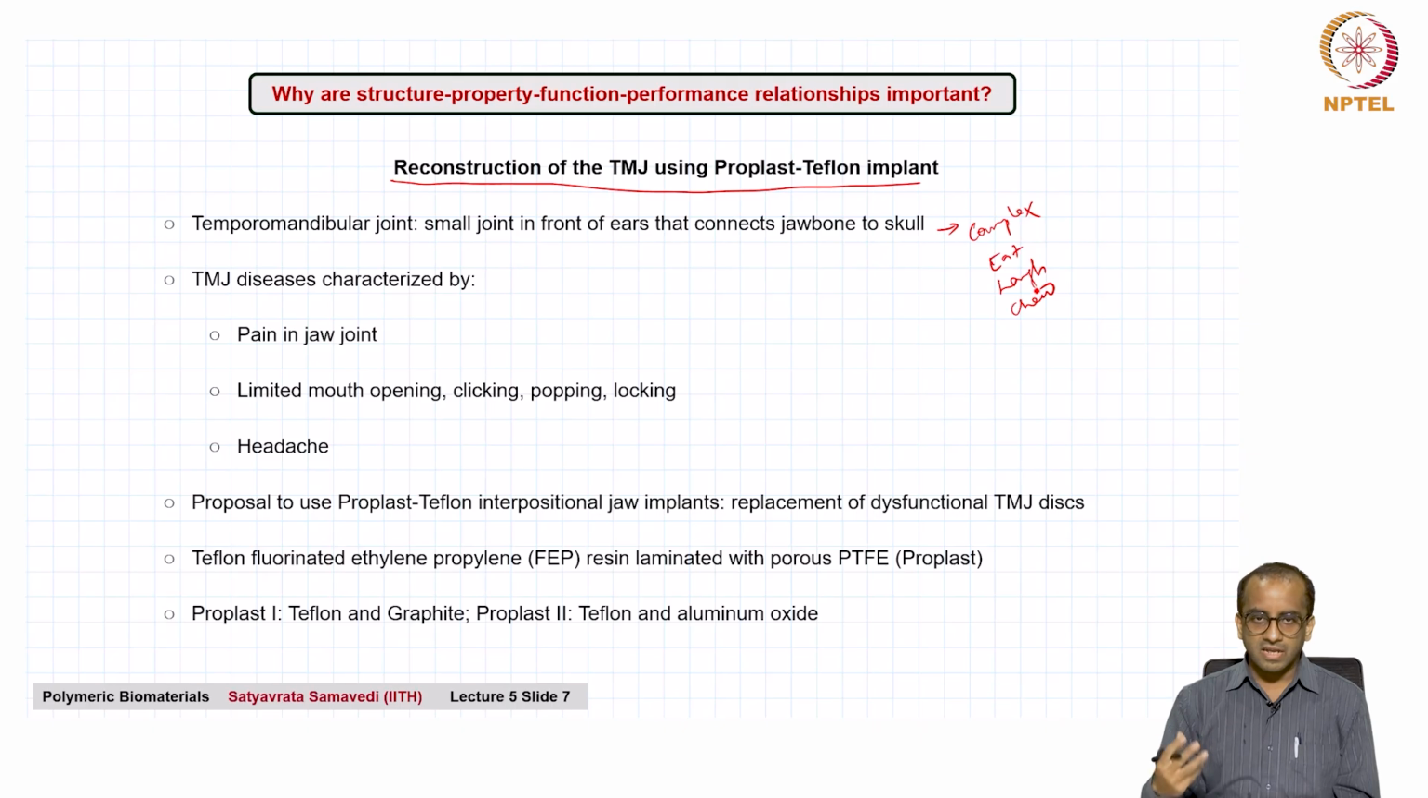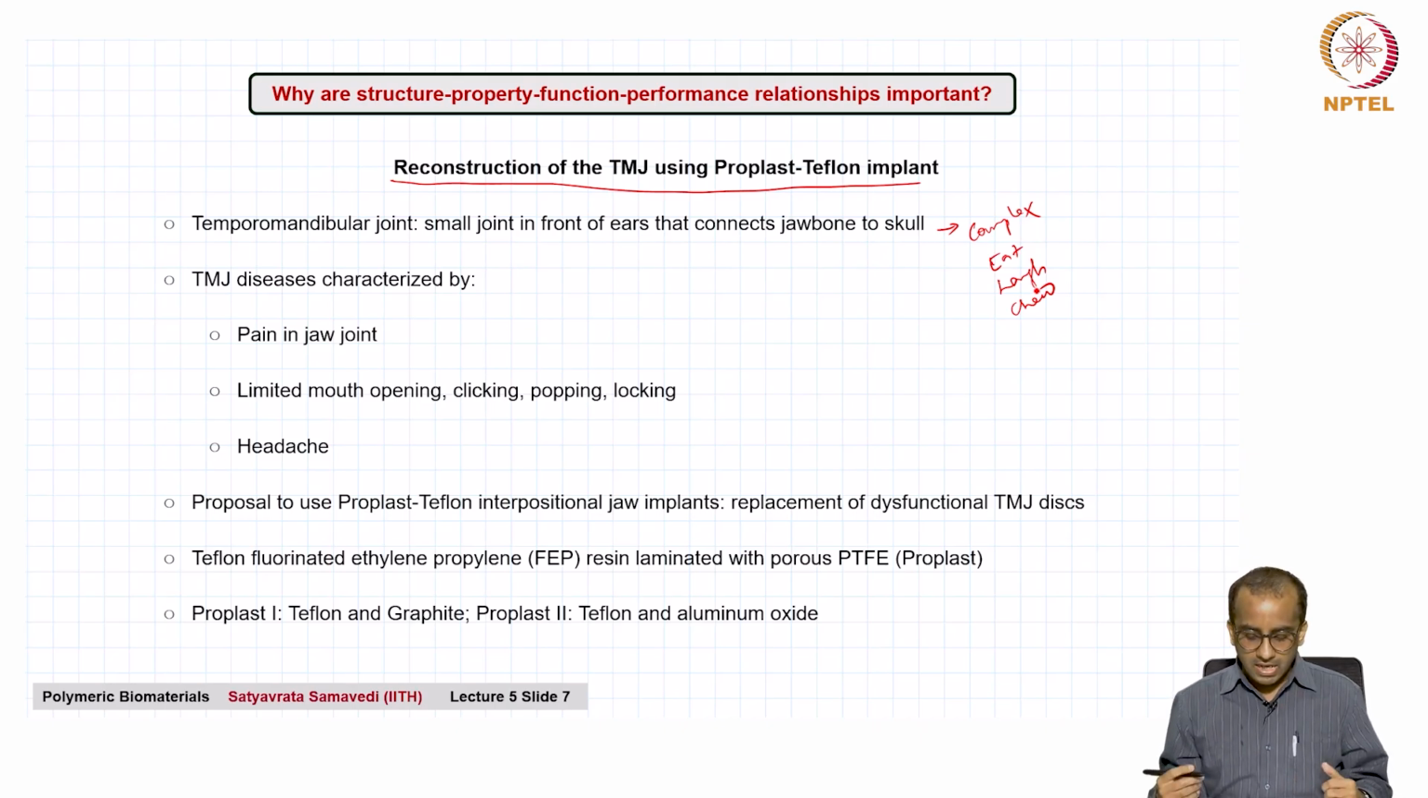TMJ diseases can occur, and they are characterized by pain in the jaw joint, which can also lead to limited mouth opening. You can have some clicking noises, popping, locking of the jaw. These are all things that can occur if somebody suffers from a TMJ condition.